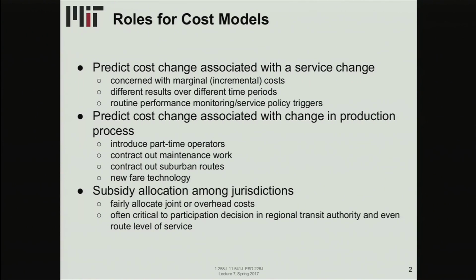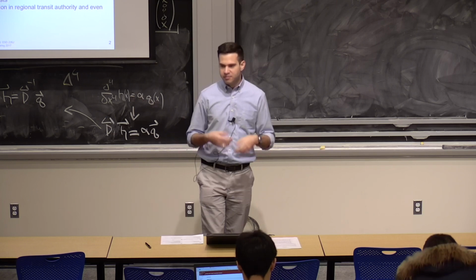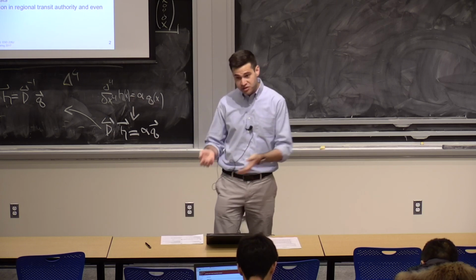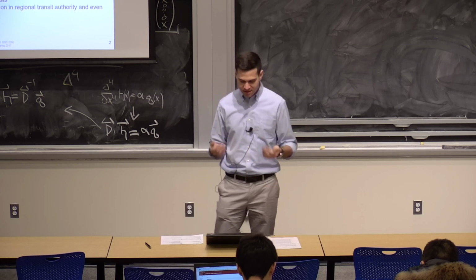The first role is predicting the cost change associated with a service change. This is a very traditional, typical example. You might extend the route, as we're thinking about in this assignment, Route 70 and 70A, and you might wonder how much that will cost to operate. So you could use a cost model in that situation. Or maybe there's a wider increase in service. Maybe service is being expanded from ending at 2 a.m. to running 24 hours. How much would that cost? These are the kinds of service changes where you might want an idea of how much it will cost you.